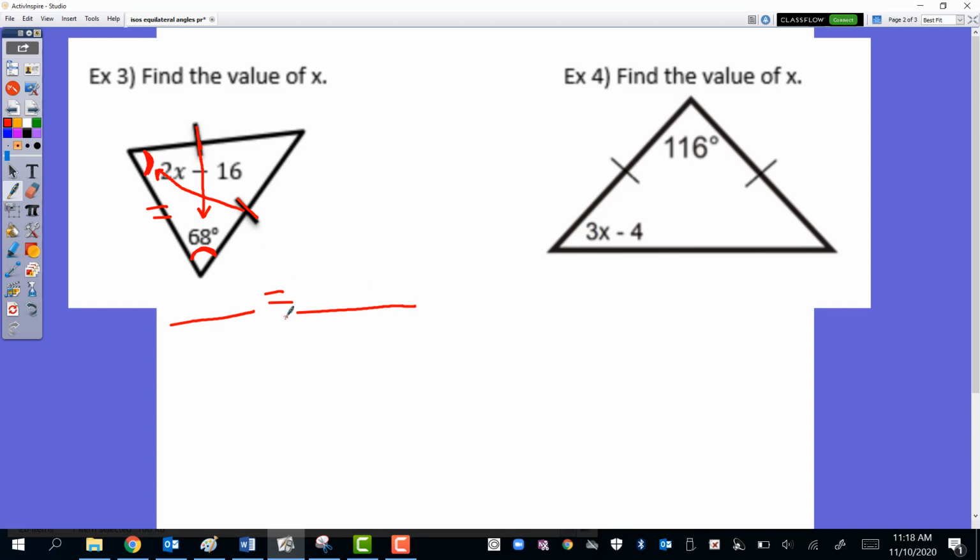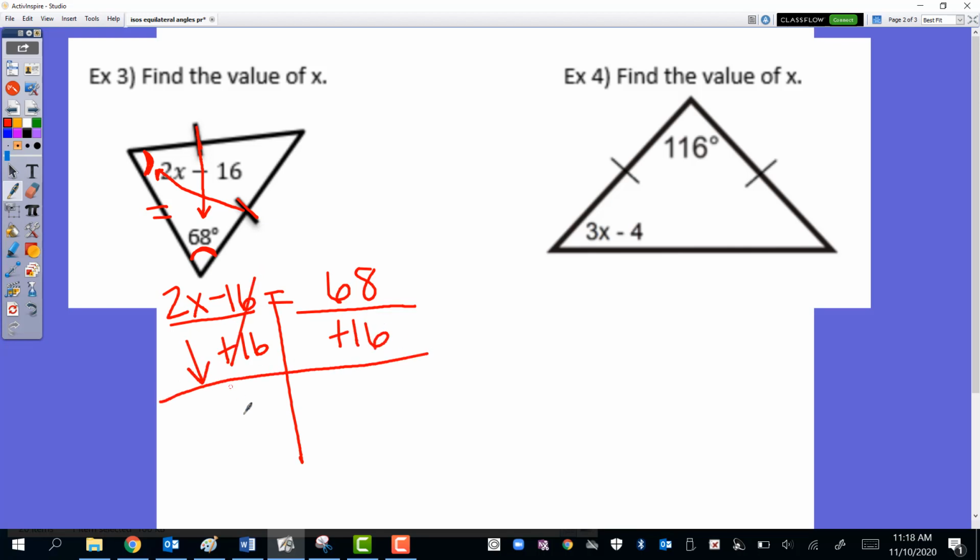I set them equal. I do not add up to 180. One of them was 2x minus 16, and the other one was 68. I'm supposed to solve this equation. So I'm moving 16, plus 16 to the other side. 16 cancels. I get 2x equals 68 plus 16, which is 84. And then divide by 2. X equals 42. And it said find the value of x, which I did. So I'm done.